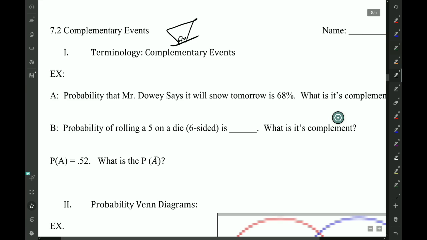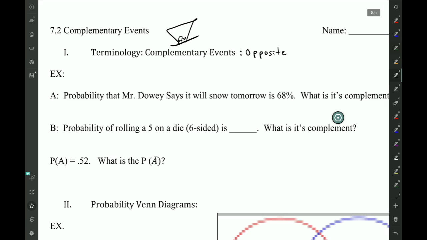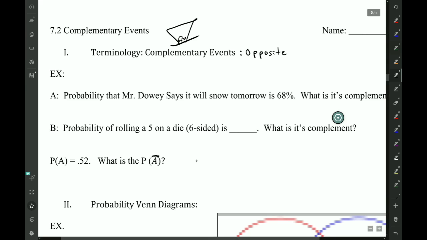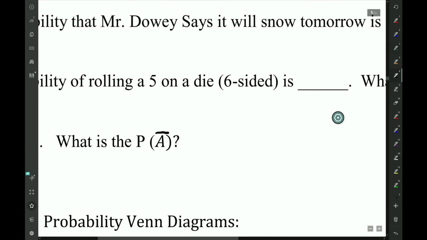Complementary events, on the other hand, are events that are opposites of one another. It is just like last chapter when we looked at things like not A and not B, and we are actually going to see that same terminology used throughout here.